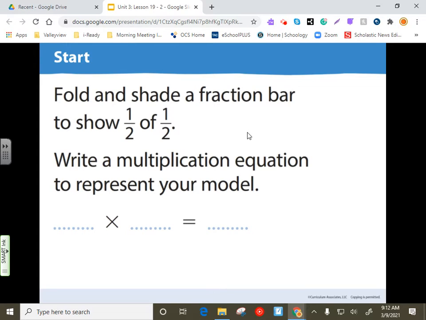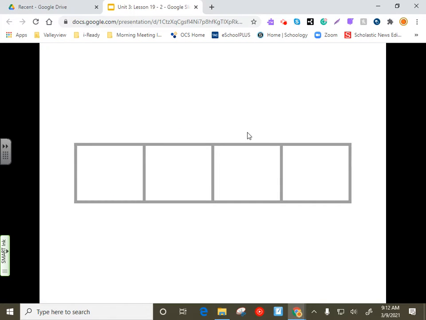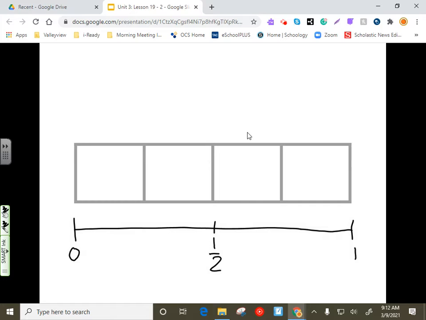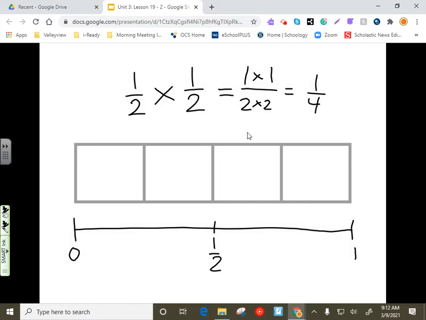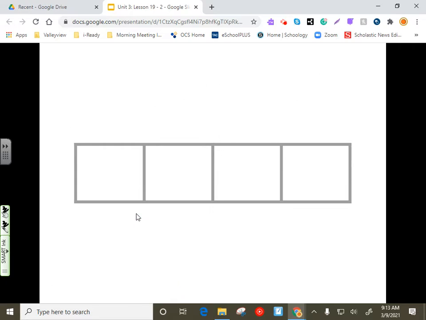All right, it says fold and shade a fraction bar to show half of half. Well, I can't really do that at the moment, but I do have this set up. Let's pretend this is a number line here, and we have 1 and we have a 0. And this mark would be half. So if we want to do half of a half, which is multiplication, that should equal 1 times 1, and then 2 times 2. And that gives us 1/4. And that makes sense because here is our half, and if we have half of that, it would be this, which we know is 1/4. So that just makes sense, showing us a visual and a good preview of what we've got to do next.